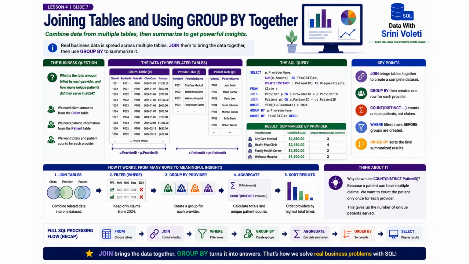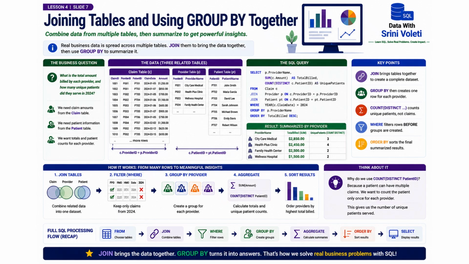Now look at the result table. Instead of thousands of individual claims, we now have one concise summary row for each provider. Notice that every row answers multiple business questions at once. How much revenue did this provider generate? How many unique patients did they serve? This is exactly the kind of report executives use for planning, budgeting, and performance evaluations.